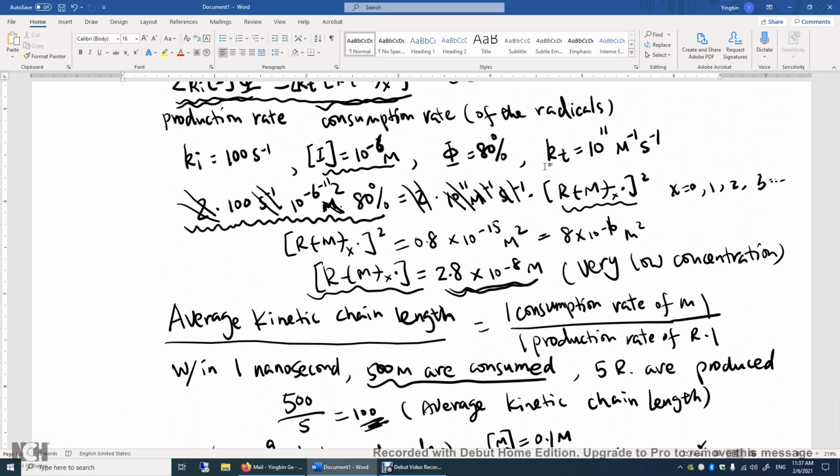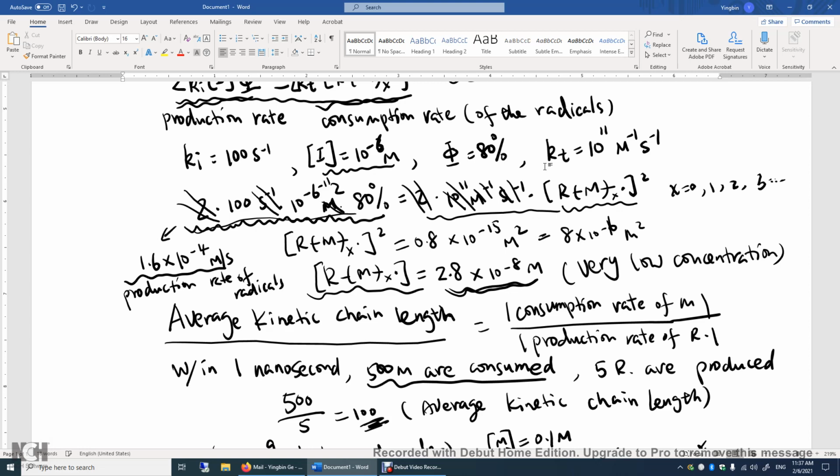All right. Again, when we made the steady state approximation, we assumed that the production rate of the radical is equal to the consumption rate of the radical, right? So over here on the left-hand side, you just do the calculation. You can see this calculation is going to give you 1.6 times 10 to the power of negative 4 molar per second. This is the production rate of radical.